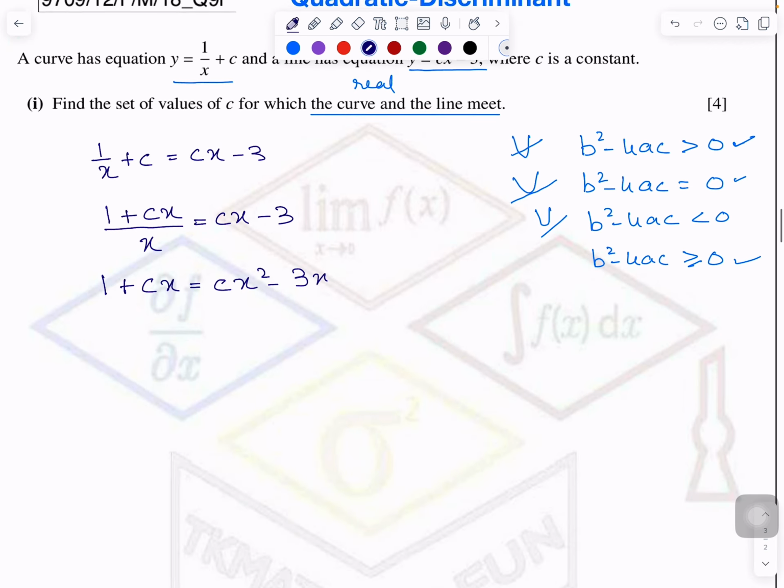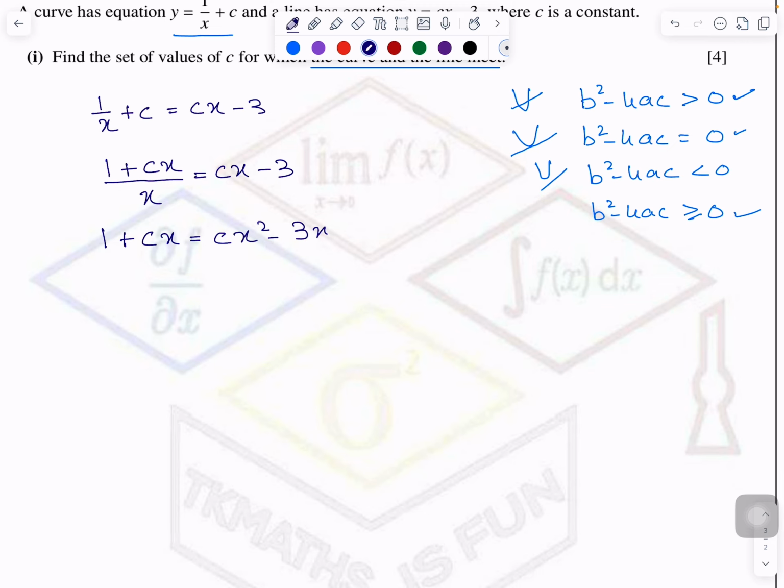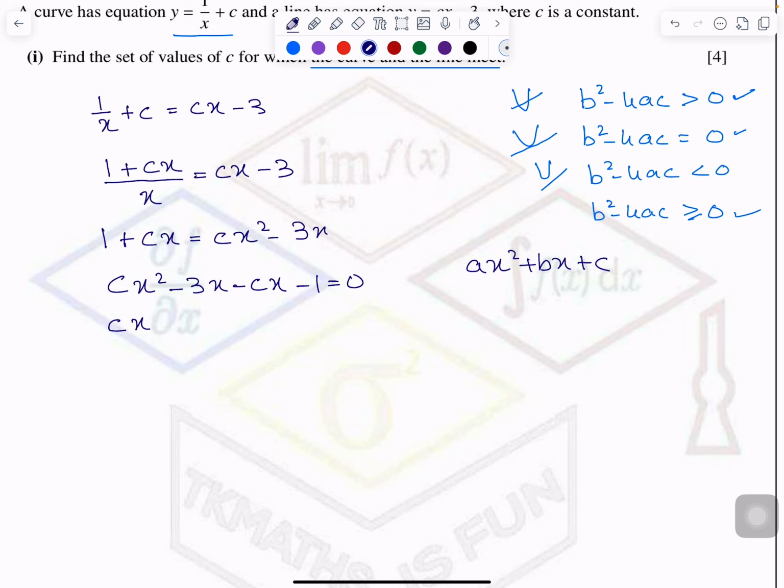Okay, so now it will be cx square minus 3x. I am bringing the right hand side to the left hand side. It will become cx squared minus 3x minus cx minus 1 equals 0. So now compare it with the general quadratic equation, which is this one. So what is your a? Let me further simplify it. It's not necessary, but in case you want to, you can do that.